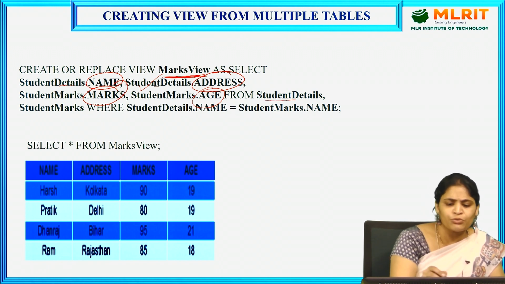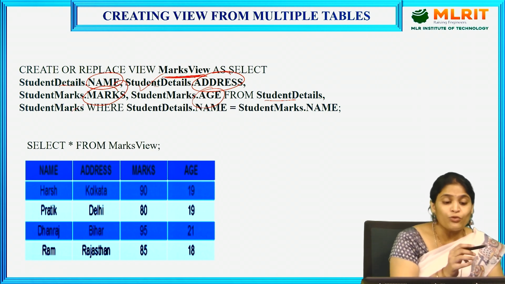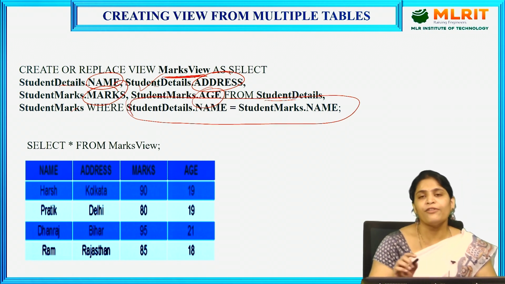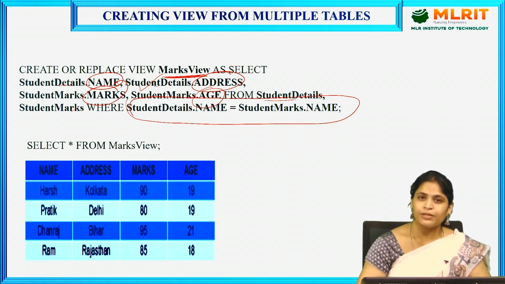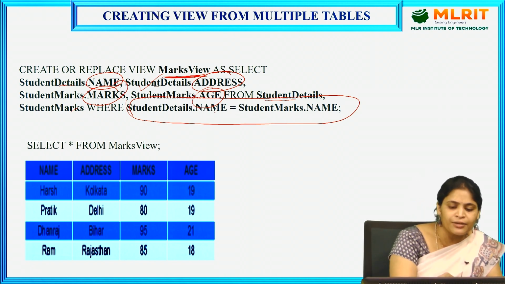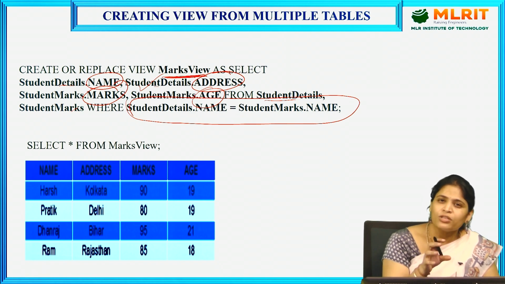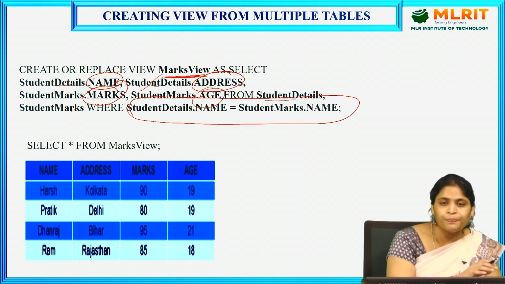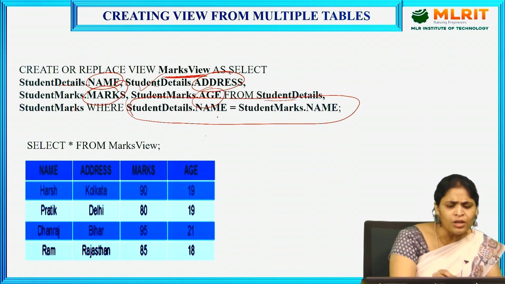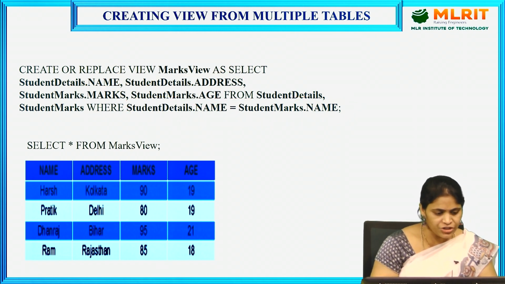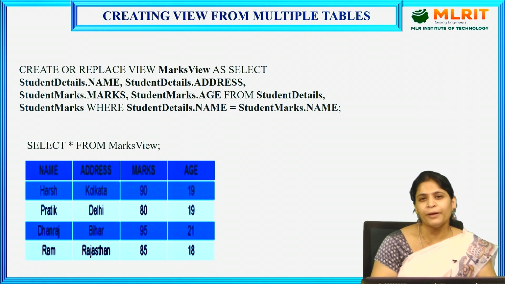So here from the student details and student marks tables, this is the condition. What is the condition? If we want to join two different tables, some common column must exist. So what is the common column here? Name. Whatever the names are equal, those data will be retrieved to print in a view. So student details dot name is equal to student marks dot name. This is the condition, and based upon this condition the rows will be retrieved.